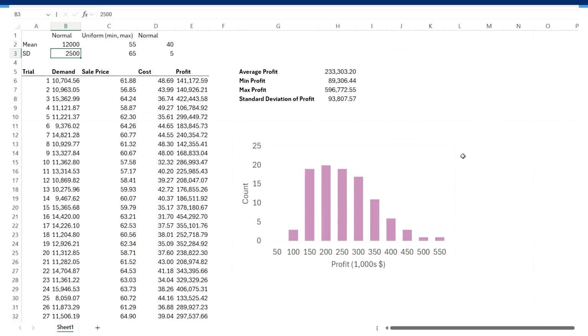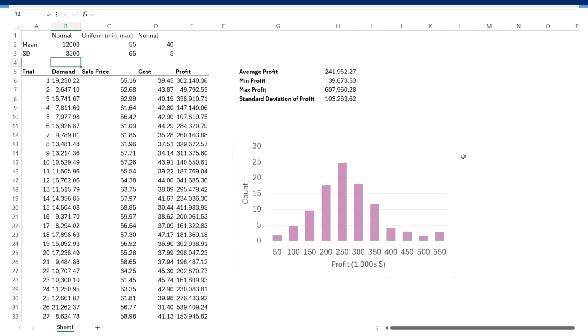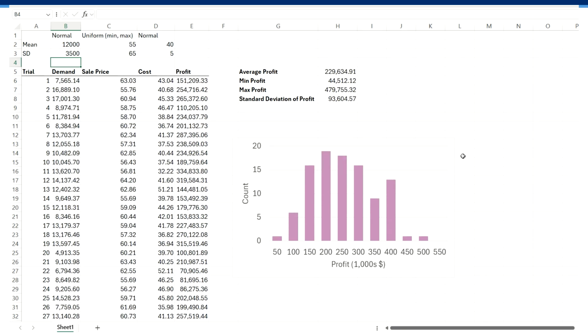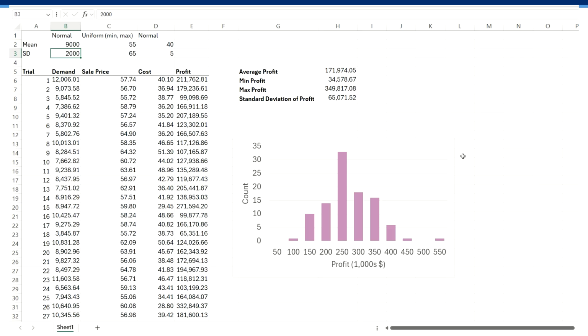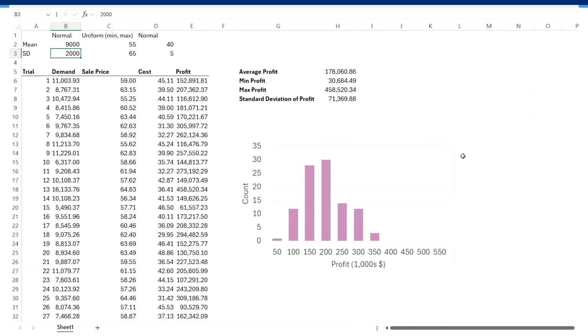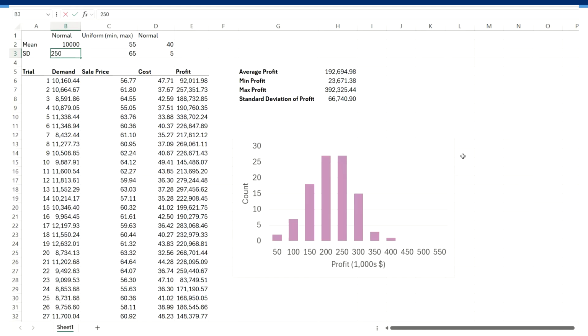Let's say the standard deviation was actually higher than we thought, say 3,500. That also has an impact, so you can see what happens to that curve. Maybe the standard deviation was relatively small, but the average demand was actually a lot smaller as well. Let's say this was 9,000. So you can see what happens there. Let me restore these values back to our original values.